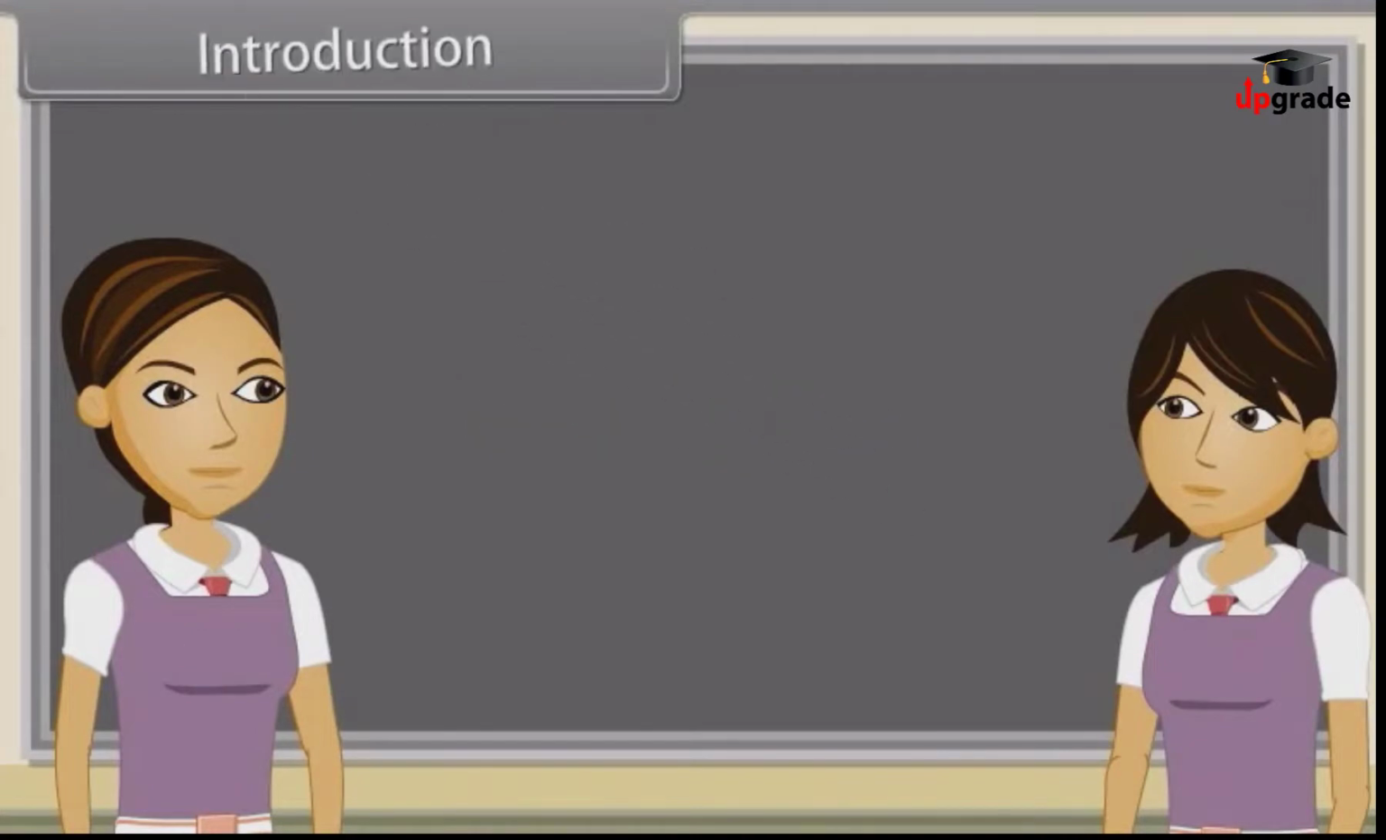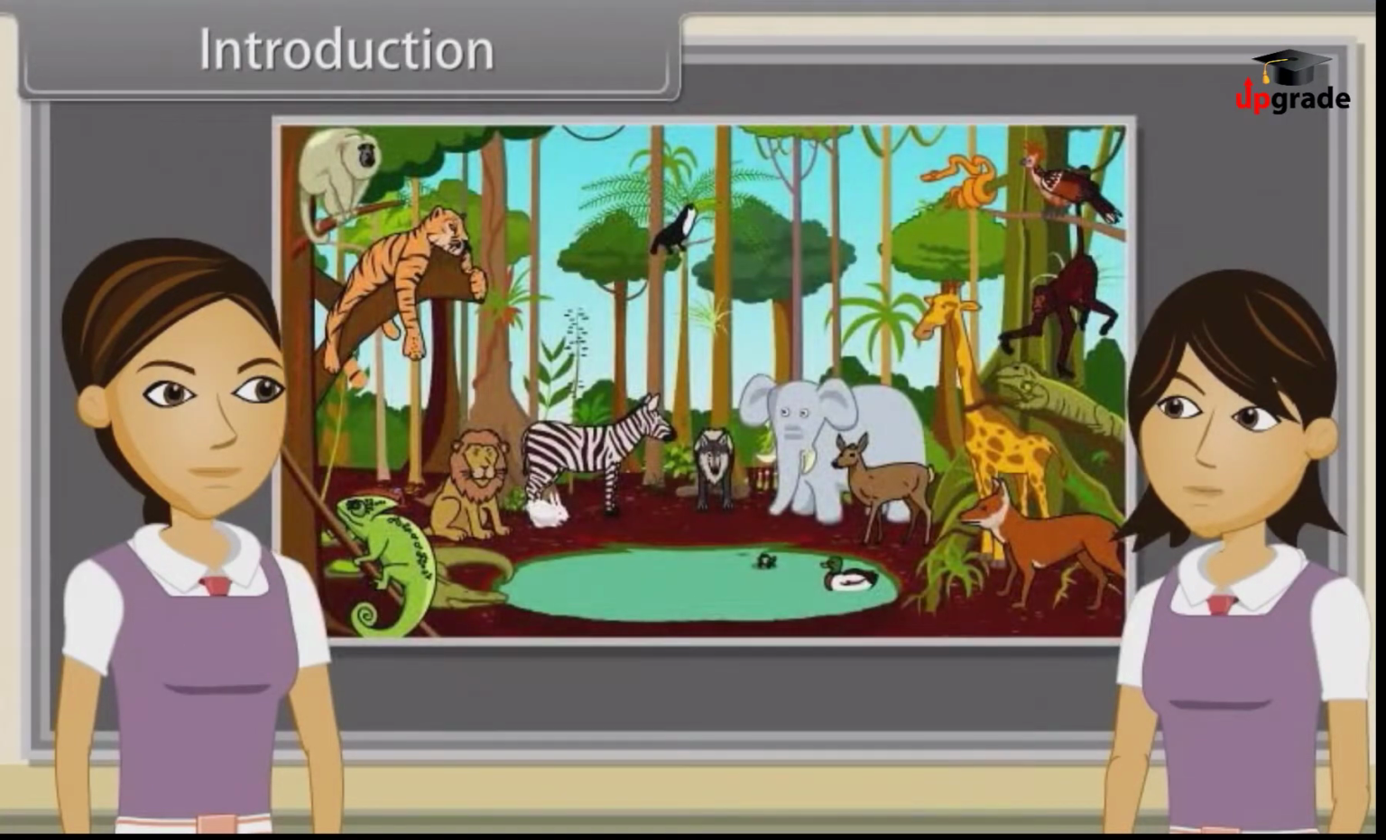Introduction. Sharmila, in a few words define an animal? Yes, animals are a major group of mostly multicellular, eukaryotic organisms of kingdom Animalia or Metazoa. Sharmila, now tell me what makes animals different from plants?